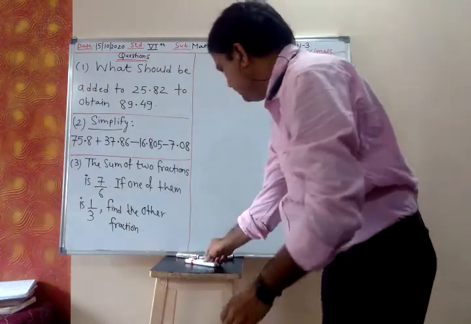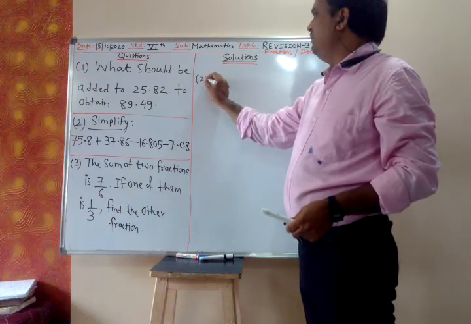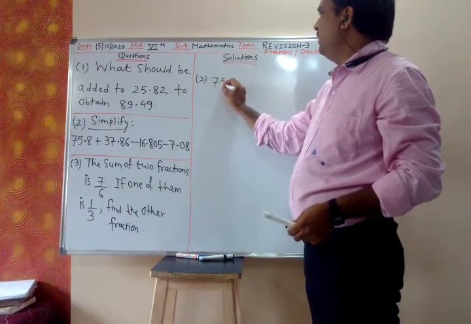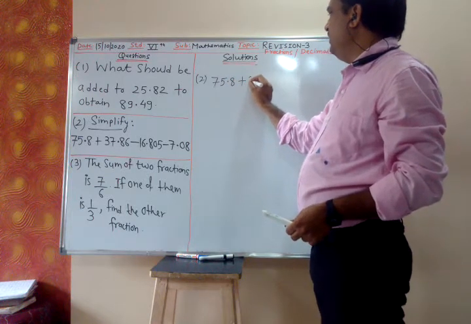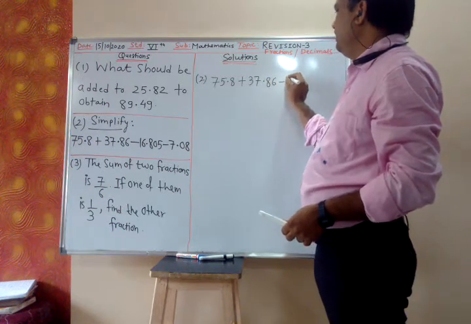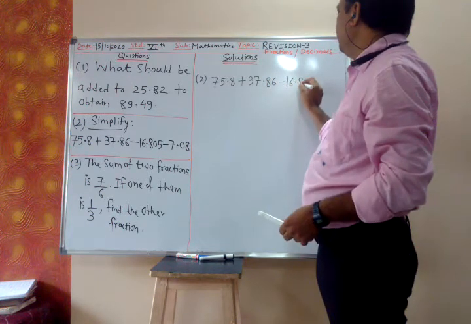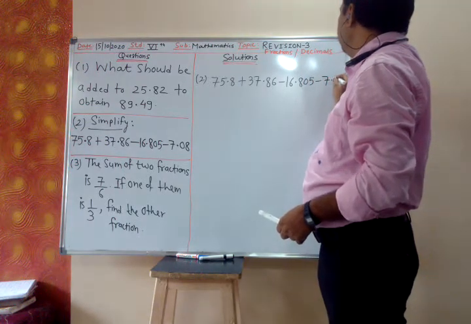Now second is 75.8 plus 37.86 minus 16.805 minus 7.08. See here.